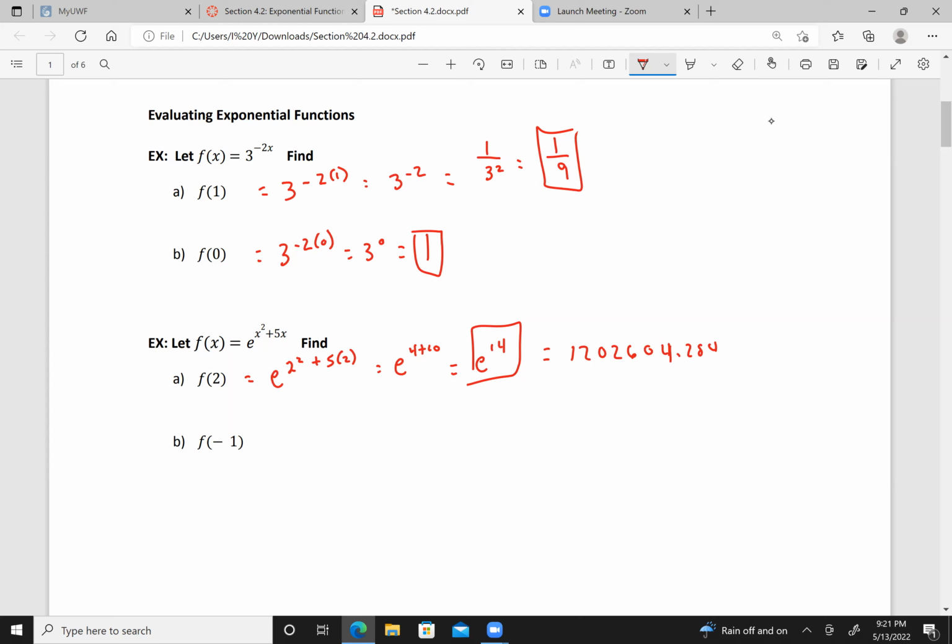But again, unless it says to do it, I wouldn't do it. This is a precise answer. This is an estimate.